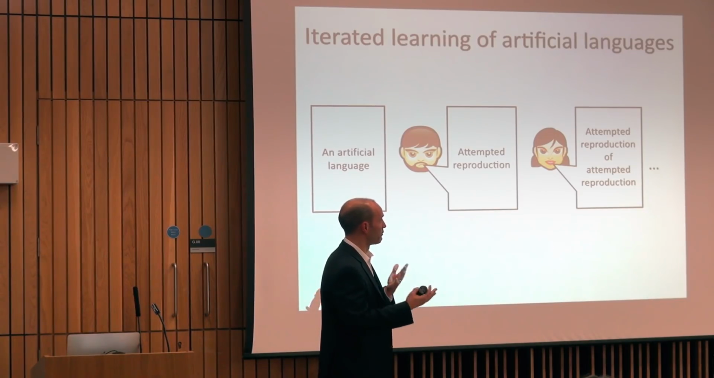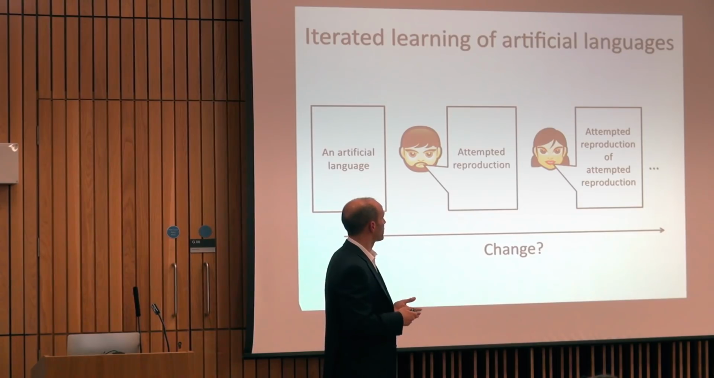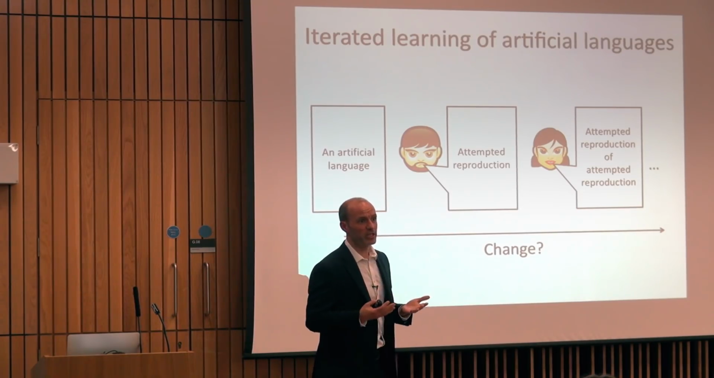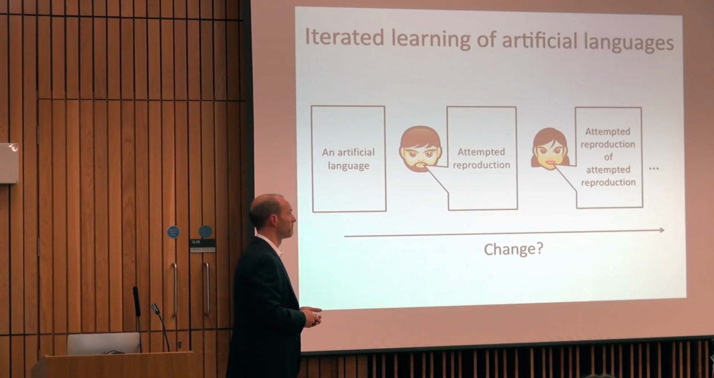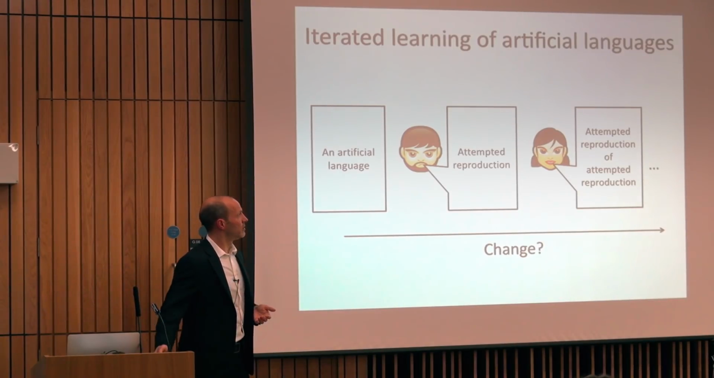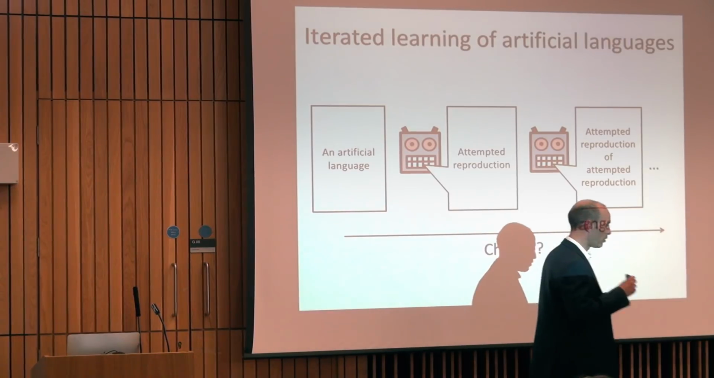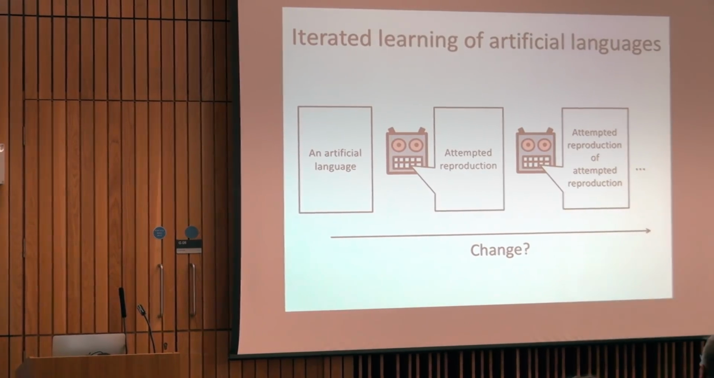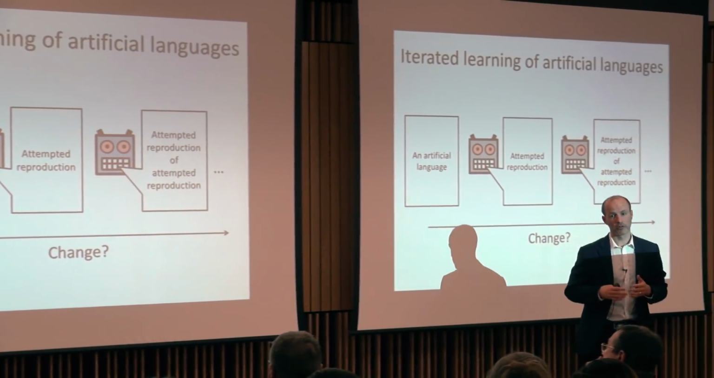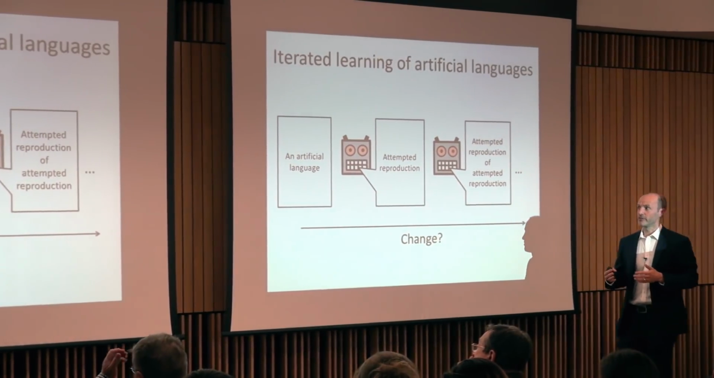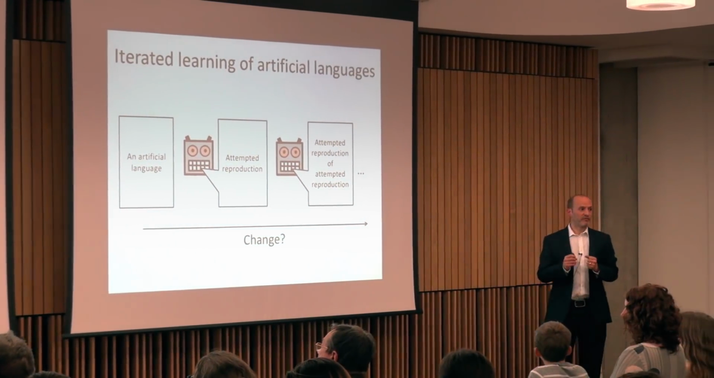We run experiments with human participants or non-human participants, and what we're looking for is how these linguistic systems change as they're passed from person to person. We also do exactly the same thing in computational simulation. So we model the same processes. We just swap our human learner users for computational learner users. And there are a number of advantages to doing this.